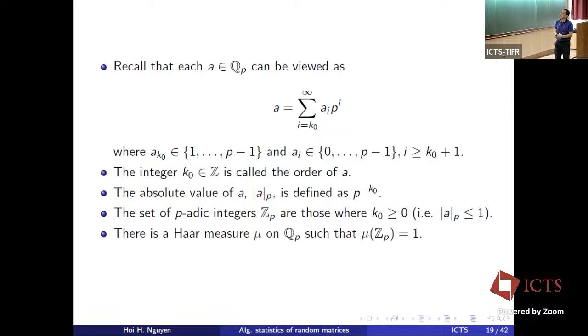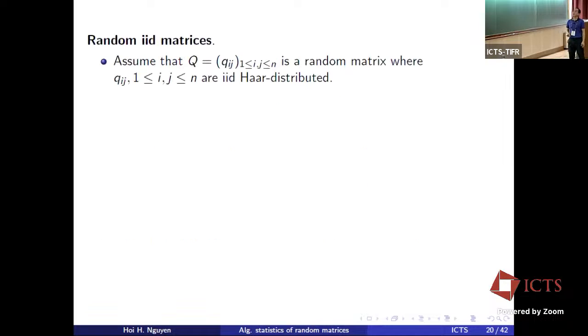So this group is a locally compact topological group, so it has a Haar measure on it. We normalize it so that the measure over the p-adic integers is 1. All right, so the setting is we have this n by n matrix where the entries are Haar distributed over Z_p, over the p-adic integers.